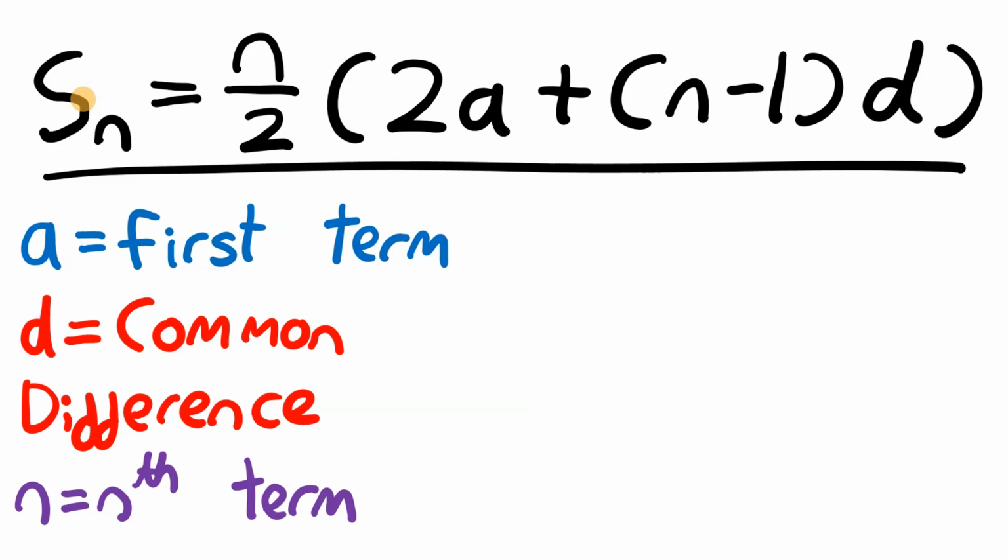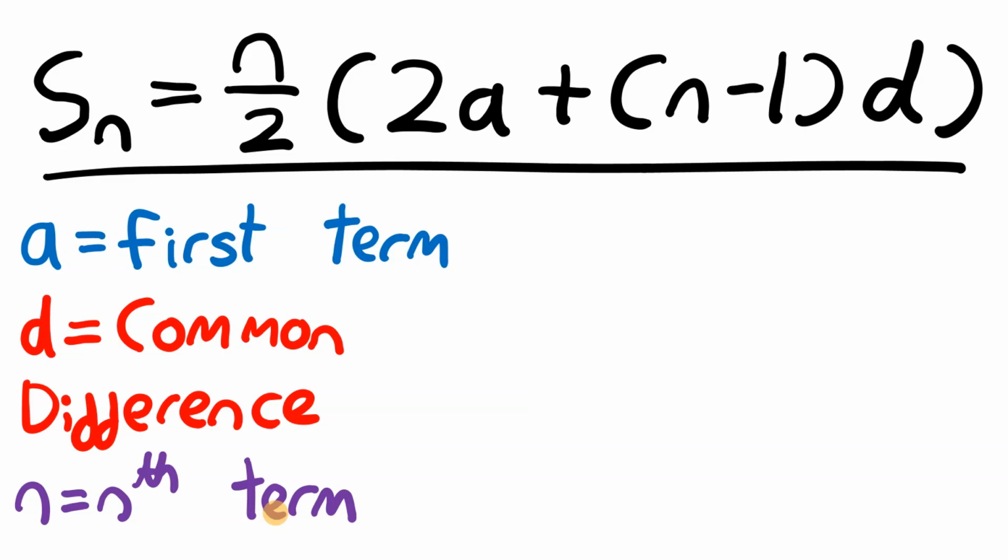So like un, for an arithmetic series, there is a formula for Sn. So Sn is equal to n over 2 times 2a plus n minus 1 times d, where a is the first term in the arithmetic series, d is the common difference, and n is the nth term, which is the term that you're adding up to. This formula is given to you in the formula booklet.